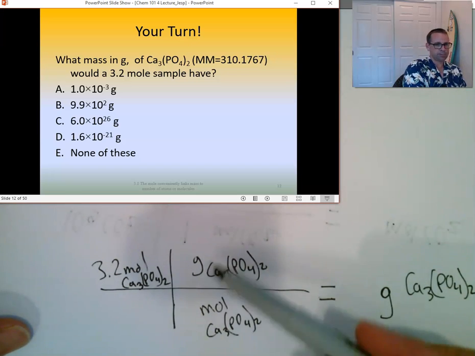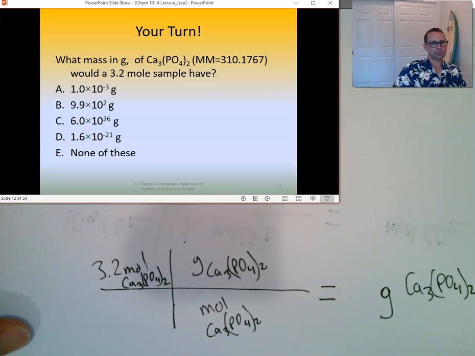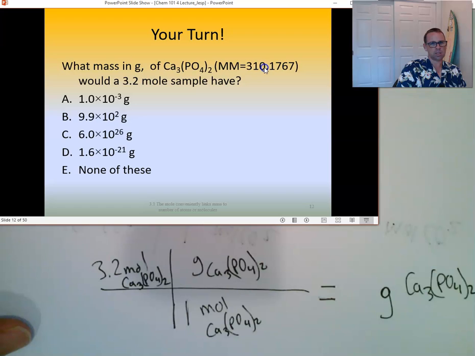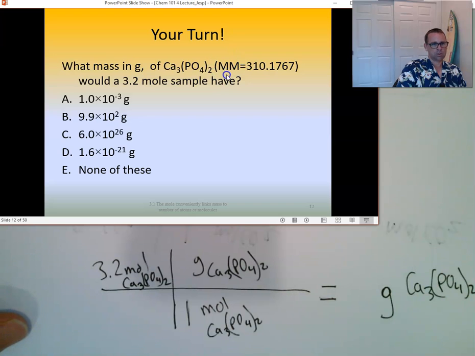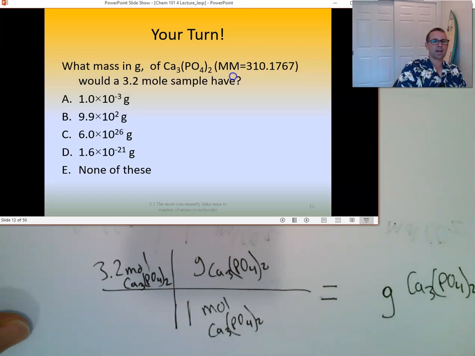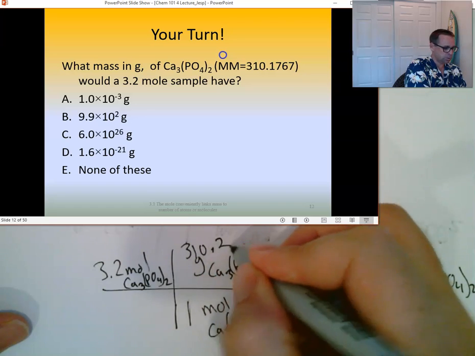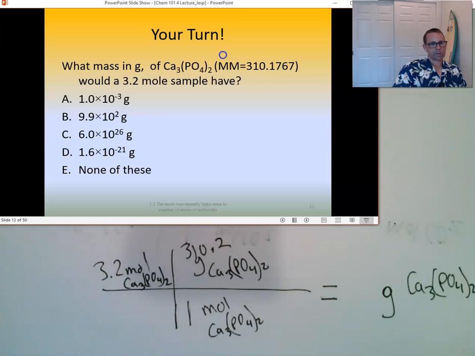Now, what numbers do I have? Moles 1. Yes. Now, what is this little thing they have here? MM equals 310.17. That's how many grams are in a mole? That's right. That's the molar mass. Very good. So the 310.2 goes there then. All right. Do you have a calculator then? Let's see if you can get which one of these is the right answer.